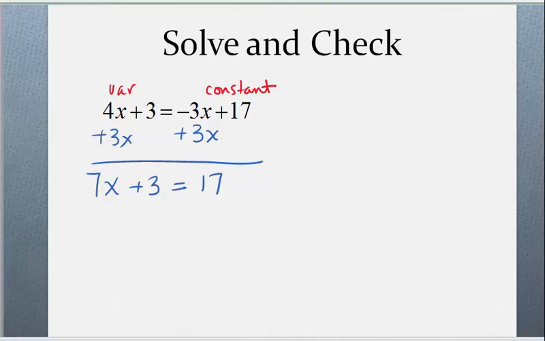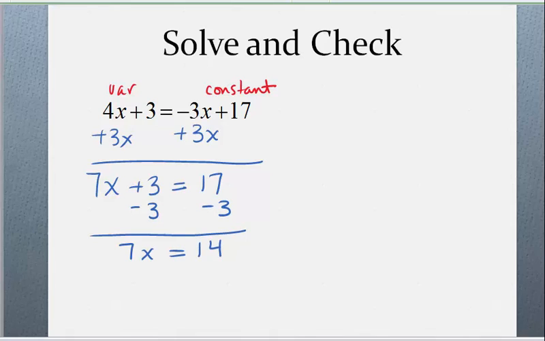Then I look at what I have. I want a constant term on the right. I've got that. I only want variables on the left, and right now I have a constant term, so I need to get rid of this +3. The +3 I get rid of with a -3. And then I write down what I have left. 7x on the left and 14 on the right.